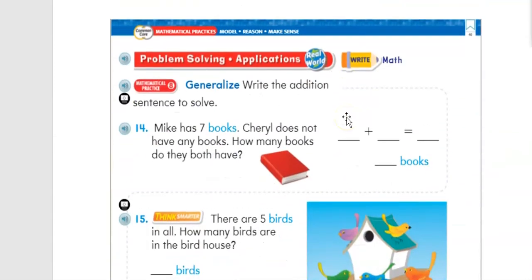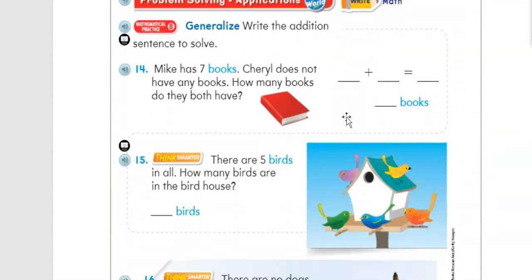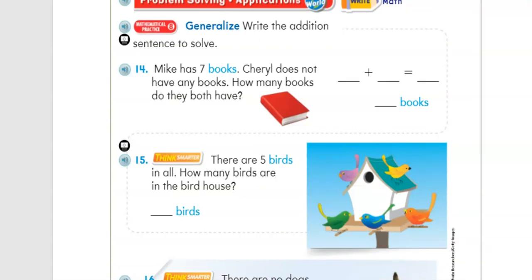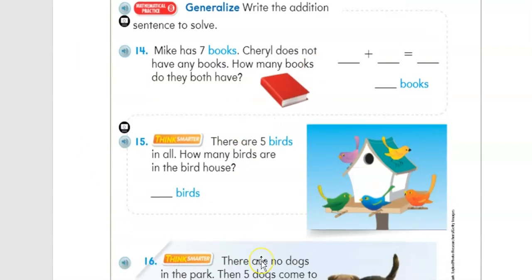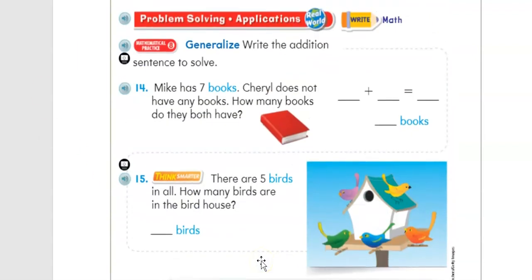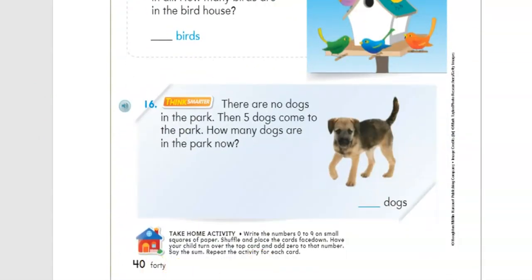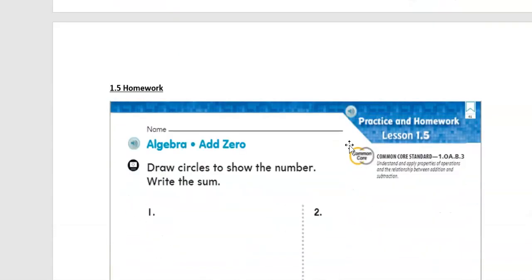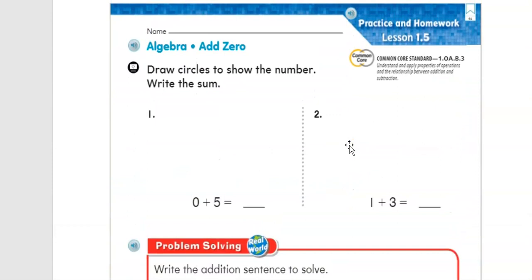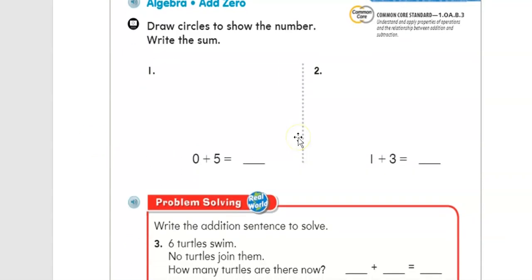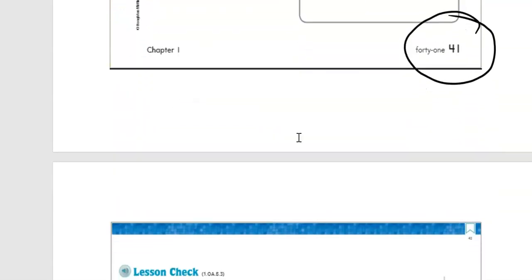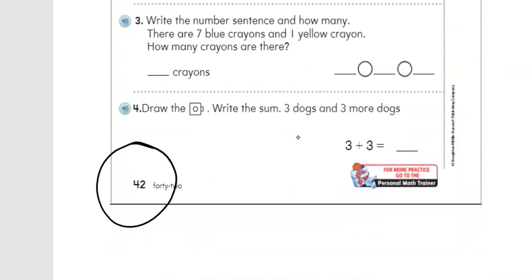Okay, so we did not quite get to this page, so this is what I want from you guys. I want you guys to look at the screen here. If you have time to work on this page with your family today, that would be amazing. This is page 40. There's a picture of a dog and a birdhouse and a book. Your homework that you're actually going to be turning in today is page 41 and page 42.